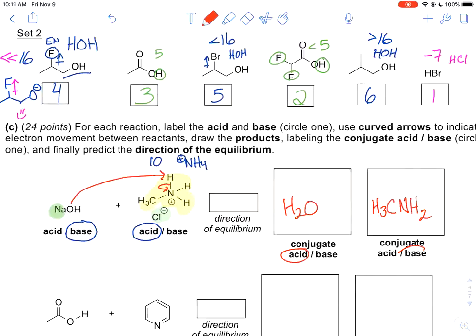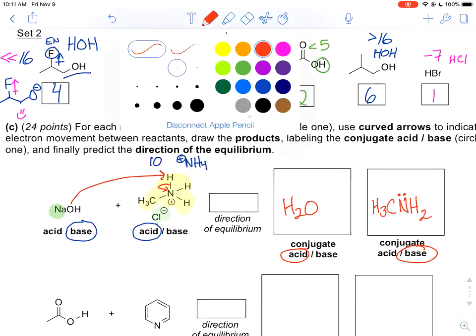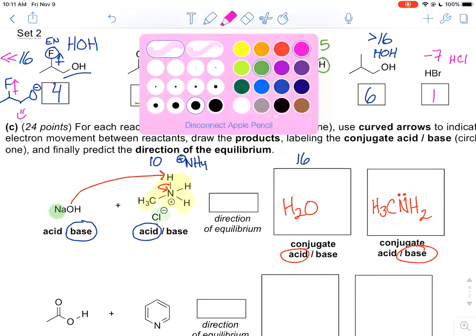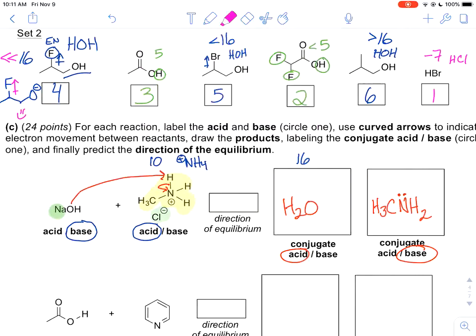The lone pair, I'm just going to keep going. The lone pair could go back and pick up that proton. Oh, good. Great. All right, so then we're going to add the pKa of the conjugate acid, which I just said was water. This has a pKa of 16. So these are the 2 numbers that you can compare to determine the direction of the equilibrium. The acid on the left side of the equation and the acid on the right side of the equation.